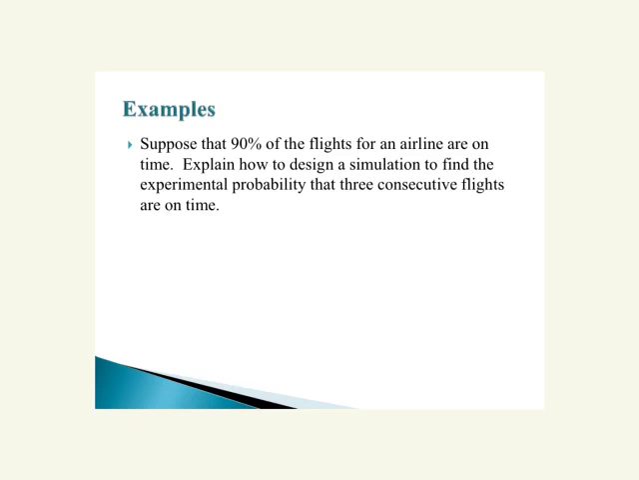One idea I have would be to put 10 pieces of paper in a hat. Mark 9 of them as yes, the flight being on time, and mark 1 of them as being no. Then go ahead and draw from the hat. Draw 3 consecutive times, and each time make sure you put the piece of paper back so that each event is independent. Then record your data, and you could find the experimental probability that 3 consecutive flights would be on time.